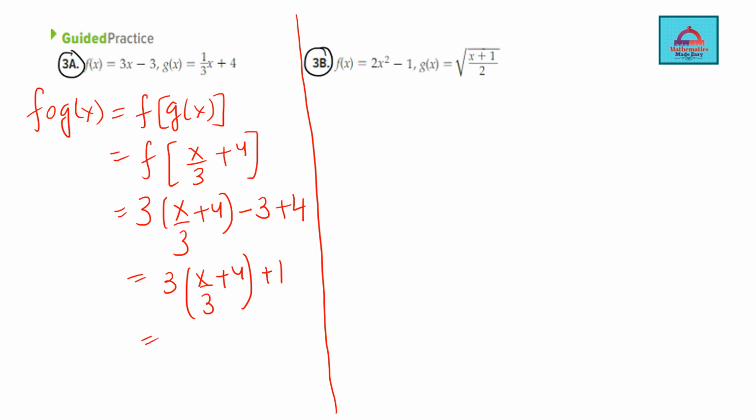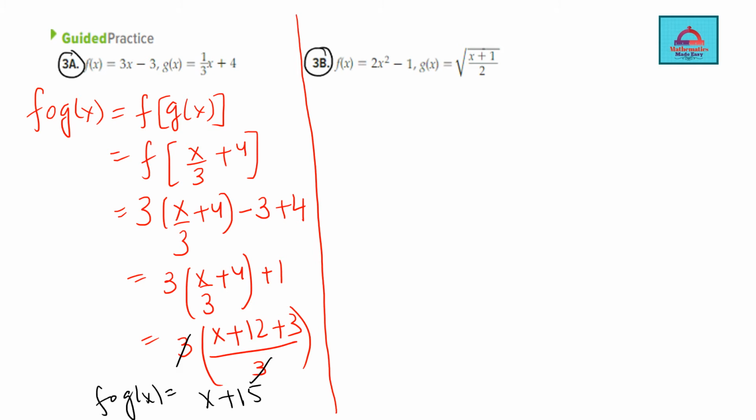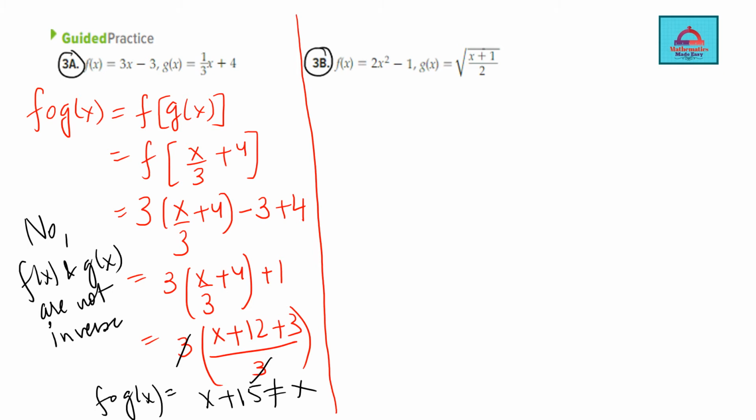Now you can take LCM. So when you take LCM, it becomes x plus 12 plus 3. The 3 and 3 will cancel, and you are left with x plus 15, which is not equal to x. So because f∘g of x is not equal to x, the answer is no, f(x) and g(x) are not inverses.